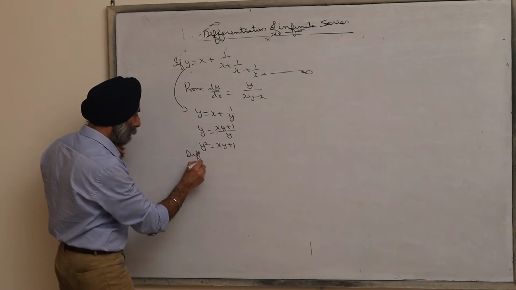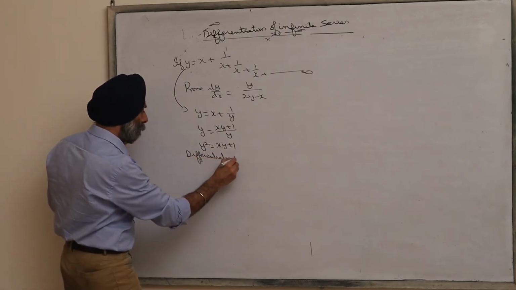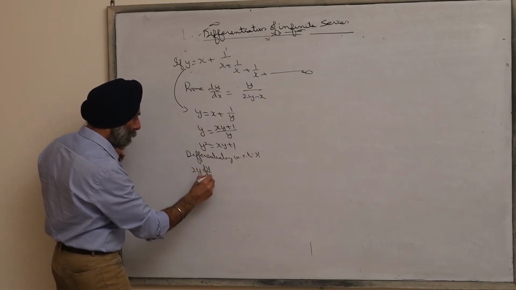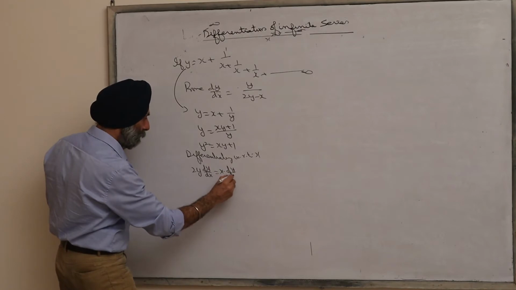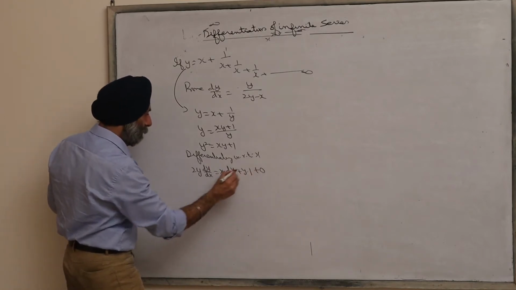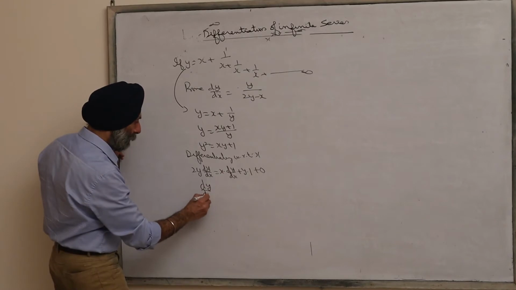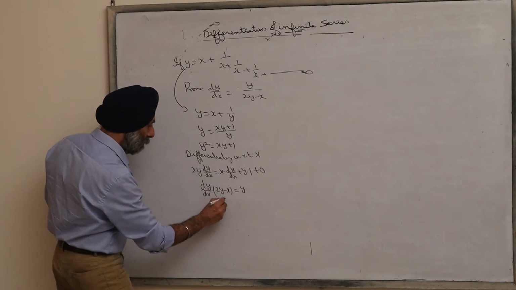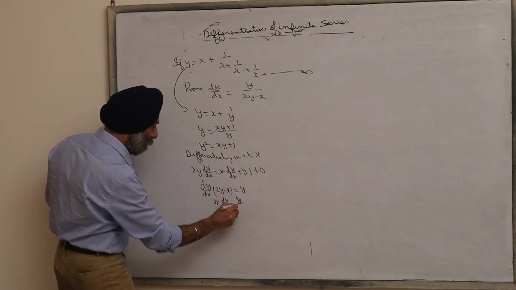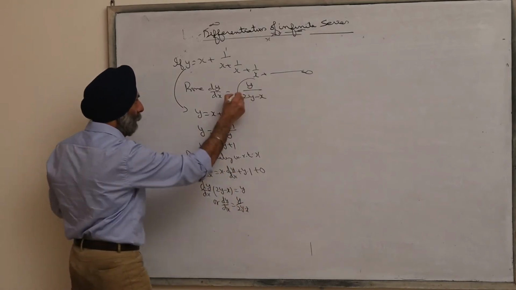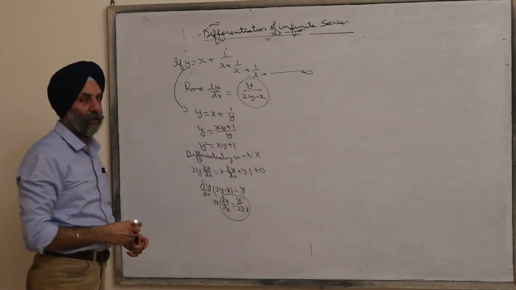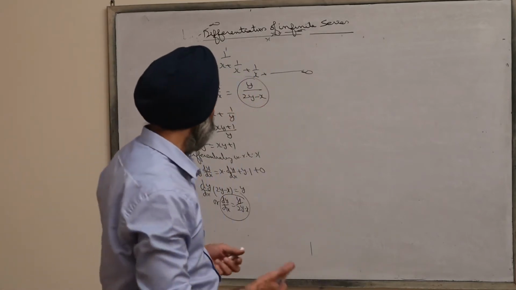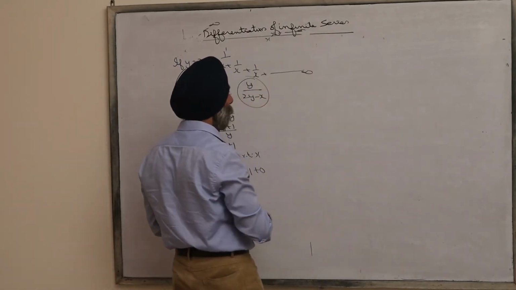Now differentiating with respect to x, we have 2y dy over dx is equal to first function into the differential of second plus second function into differential of first plus 0. So if I take dy over dx common, it is 2y minus x is equal to y, or you can see here dy over dx is equal to y over 2y minus x. This is the required result here. So these are the questions which are based on your differentiation of infinite series.